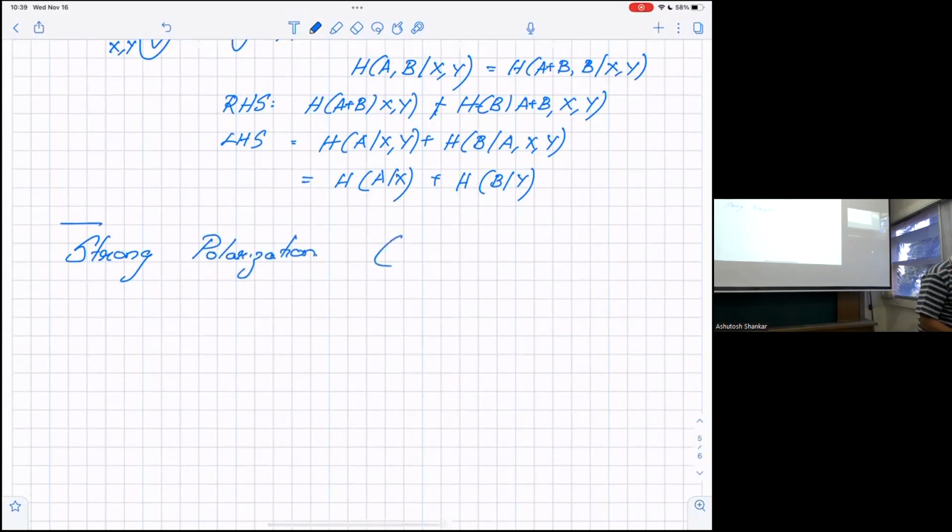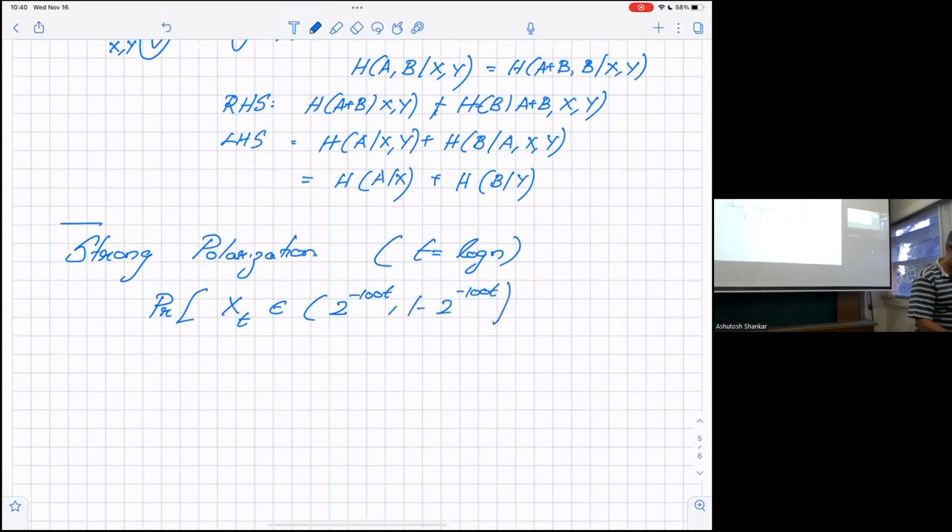Recall that T is log n here. We want to prove that the probability that there is an xt that lies between n to the minus 100t, that is exactly 2 to the minus 100t, and 1 minus 2 to the minus 100t is less than or equal to 1 by 2 to the 0.001. T has become log n, hence this is what we want. What we want to prove is the following thing.